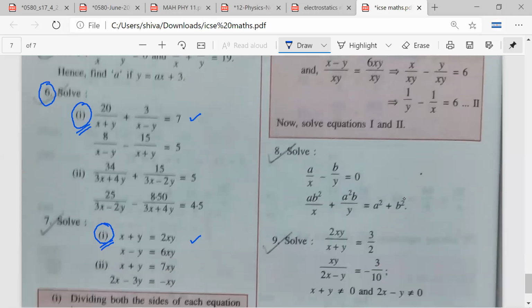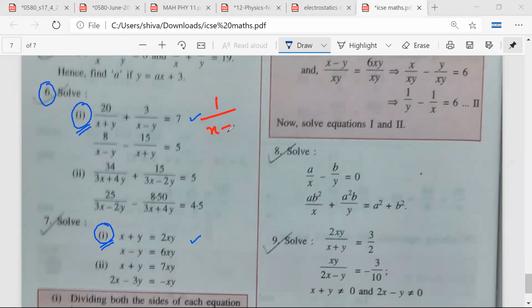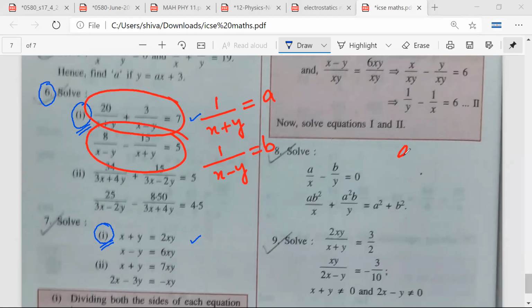In this equation, again, I'll have to put the value of 1 upon x plus y is equal to a, and 1 upon x minus y is equal to b, so that this equation and this equation simplify in terms of a and b. I'll solve for a and b, then I'll put the value that I have calculated back here, and then I'll have to solve for x and y.